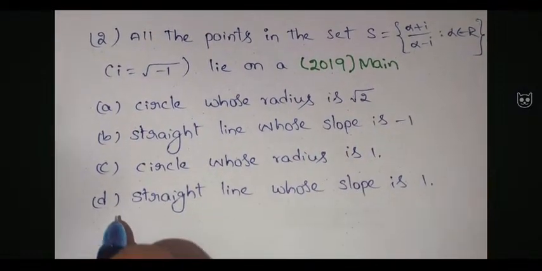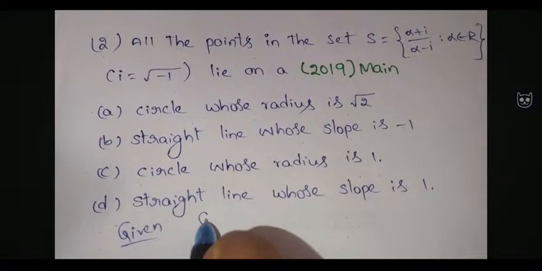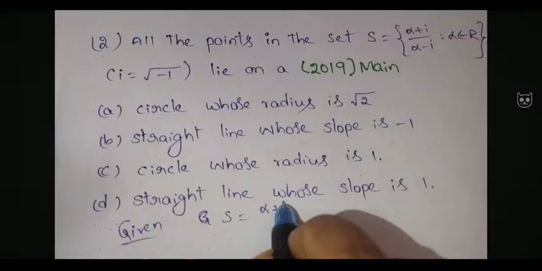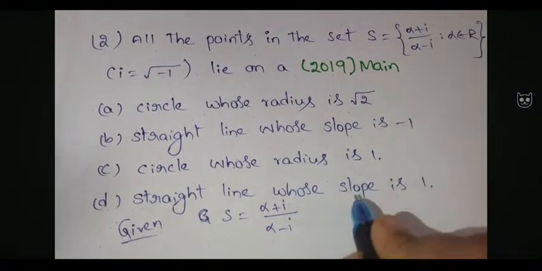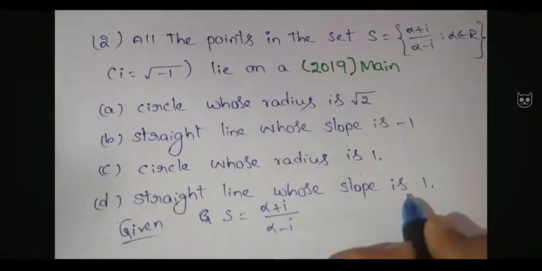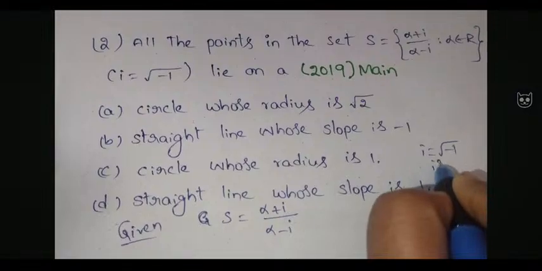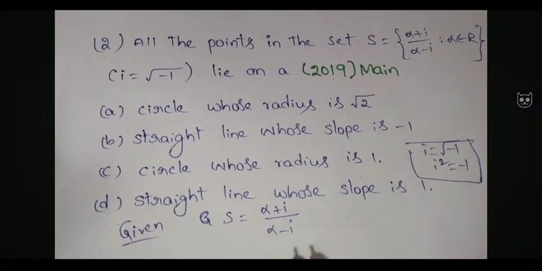S = (α + i)/(α − i). And here they give an i value. So what is the i value? i = √−1 and i² = −1. So keep in mind these values.